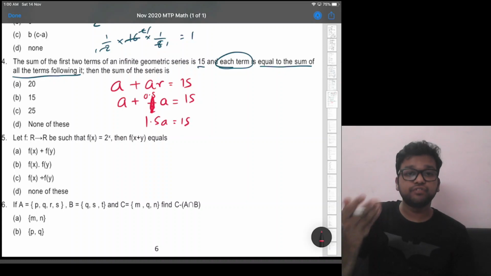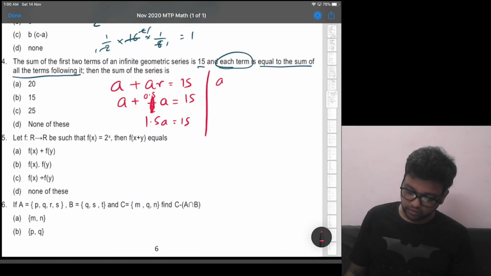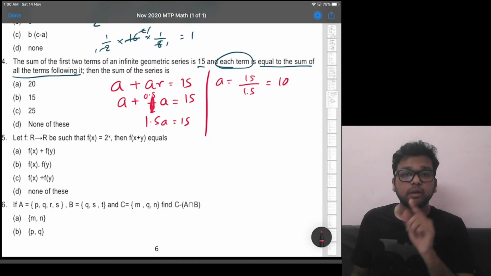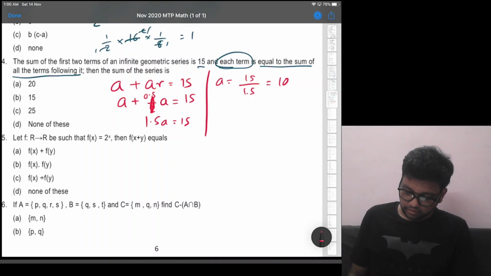So A is equal to what? 15 divided by 1.5, which is 10. That means first term is 10. Sum of two terms is 15. That means second term is 5.